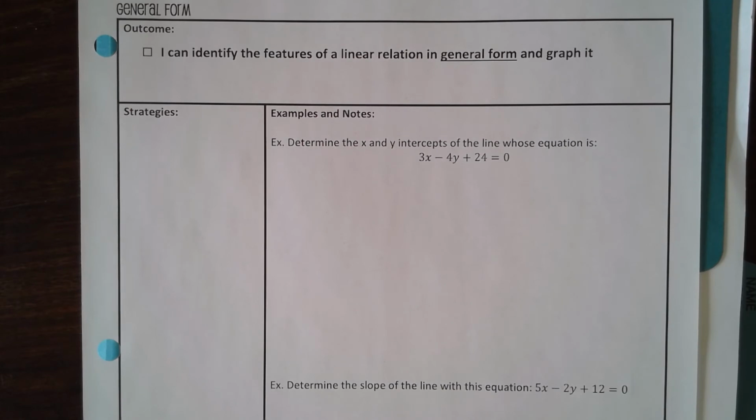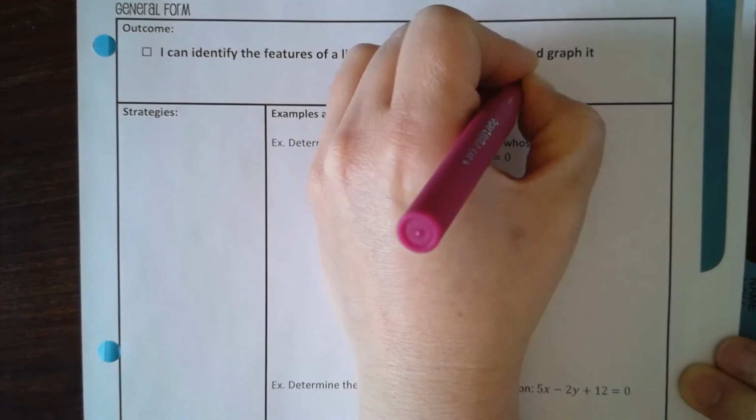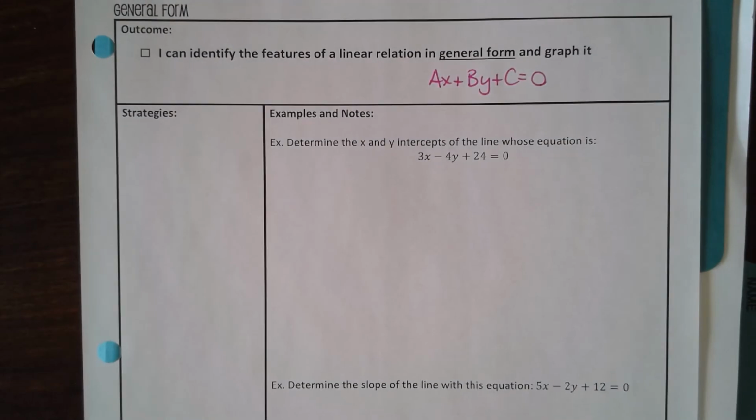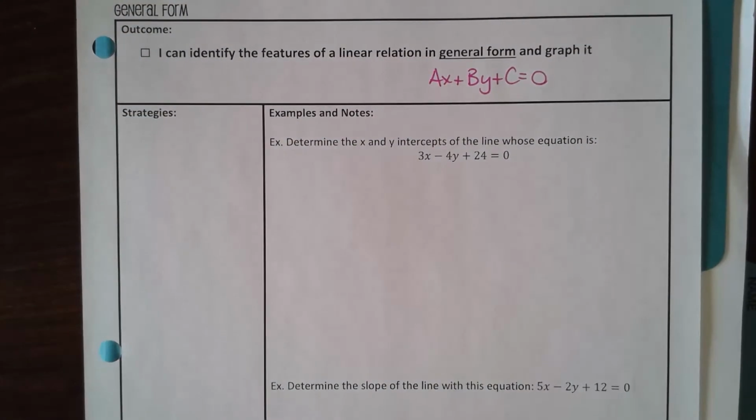Let's take a look at the first one. Let's determine the x and y intercept of the line whose equation is 3x minus 4y plus 24 equals 0. Well, by now I hope you recognize that this equation is in general form. And general form, again, has very little information in it, right? No m's, no slope, and no points.